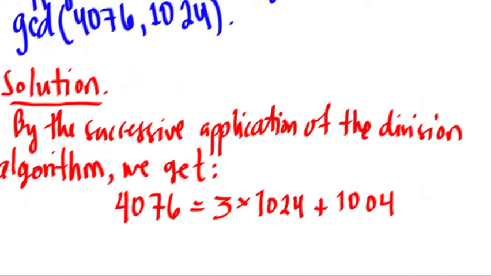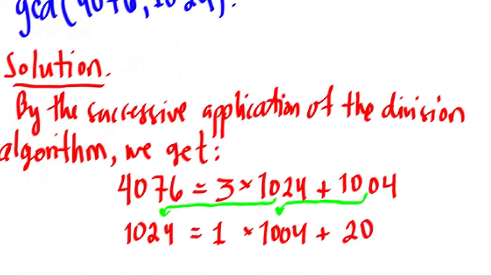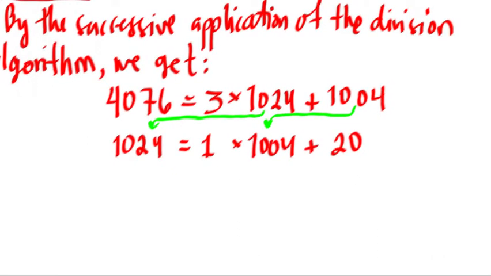Applying the division algorithm or the Euclidean algorithm, this will become the dividend. This will become the divisor. So what do we have? It's going to become 1024 equals, how many 1004 are there? There's only clearly 1 times 1004. So what's the remainder? So we have 20 as our remainder. Applying the Euclidean algorithm, make this divisor our new dividend, make this remainder our new divisor.